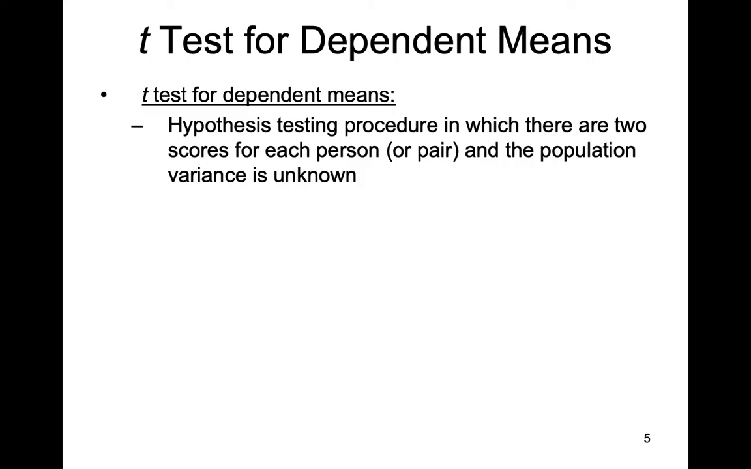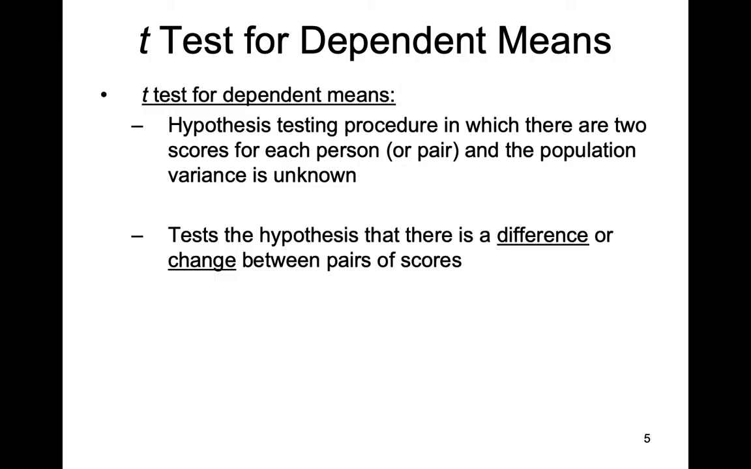All right, we use a t-test for dependent means to do a hypothesis testing procedure in which there are 2 scores for each person, or pair, and the population variance is unknown. Just like a one sample t-test, the population variance is unknown. What this test is going to do is test the hypothesis that there is a difference or a change between pairs of scores.